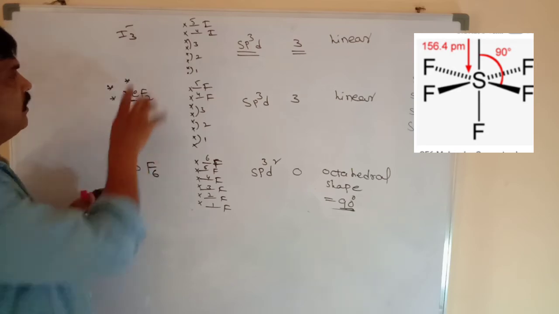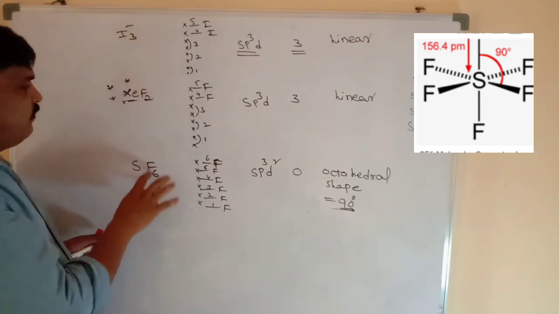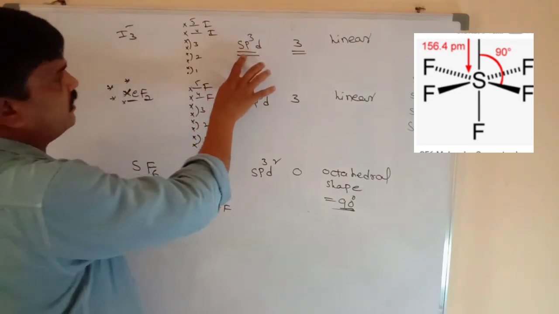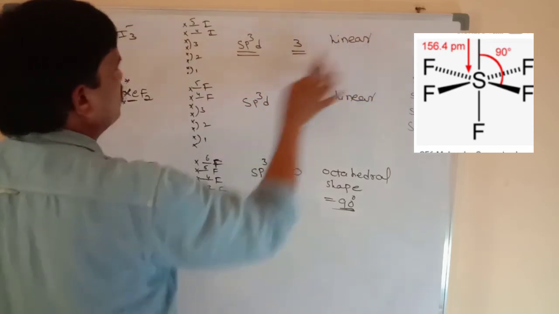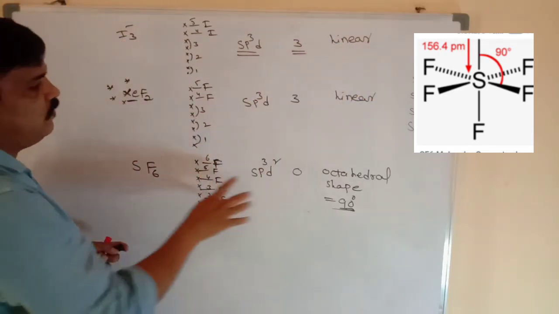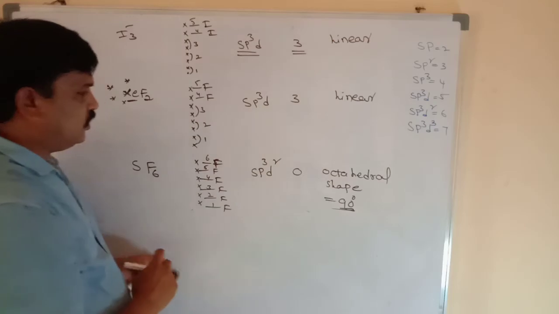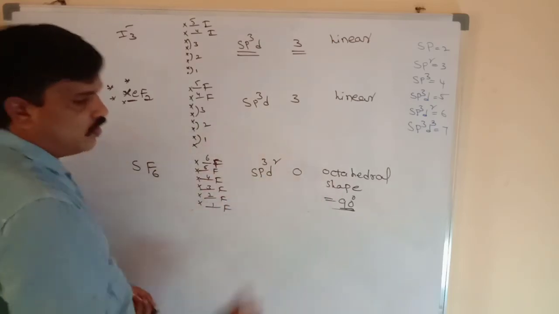So this is the trick for I3 minus, xenon difluoride and SF4. Anywhere sp3d with 3 lone pairs, the shape is linear, as in I3 minus and XeF2. Anywhere sp3d2 with 0 lone pairs, the shape is octahedral.